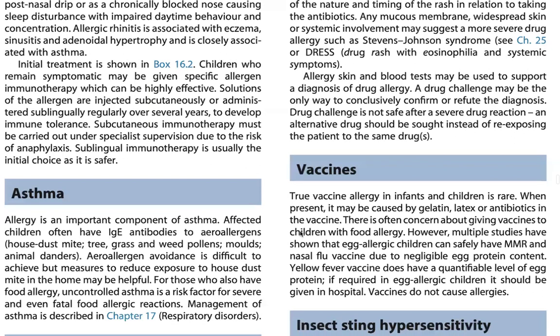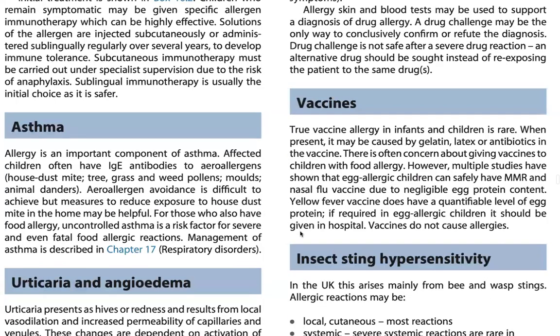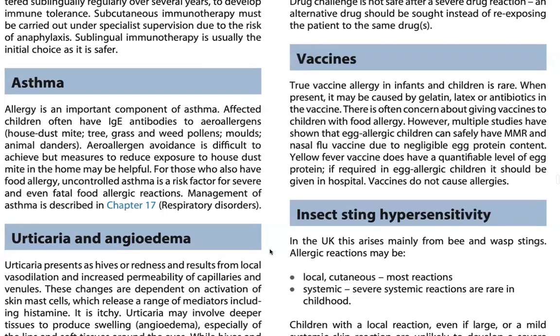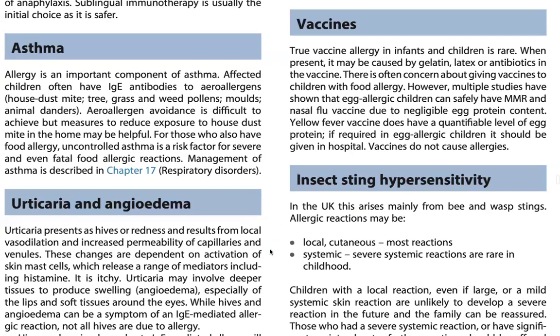Allergy is an important component of asthma. Affected children often have IgE antibody to aeroallergens: house dust mite, tree, grass and weed pollen, moulds, and animal danders. Aeroallergen avoidance is difficult to achieve, but ways to reduce exposure to house dust mite in the home may be helpful. For those who also have food allergy, uncontrolled asthma is a risk factor for severe and even fatal food allergy reactions. Urticaria and angioedema.